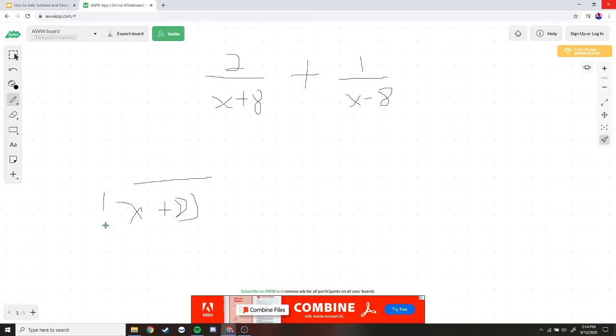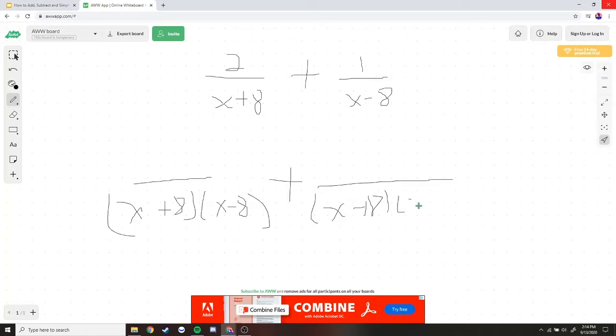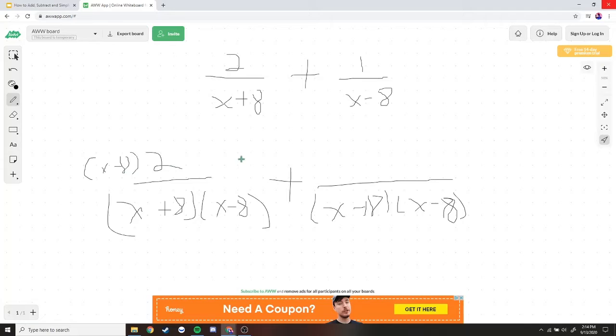So we got x plus 8 times x minus 8. And then on both sides, we got, and what we did to this side was we multiplied it by x minus 8. So that's what we're going to do here. So we got x minus 8 on the top times 2. And then on this side we did x plus 8.